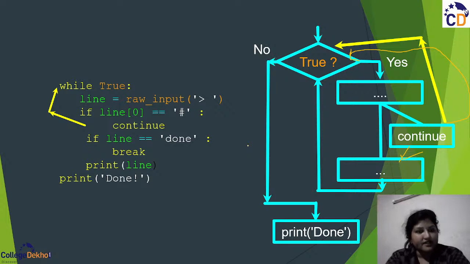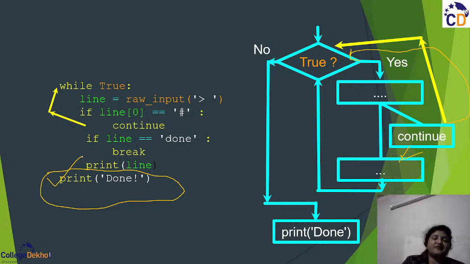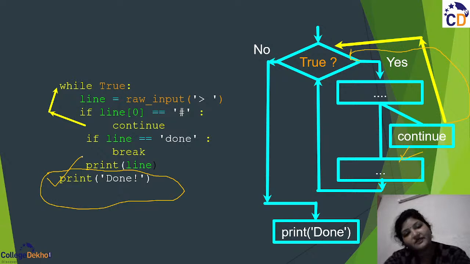Again, after this, if all the statements are executed and you are coming out of the loop, then the last statement would be your print done, right? This is the statement we have, print done. So this is how we have the concept of loop and the continue and break statements, right?